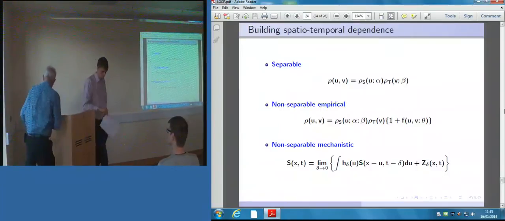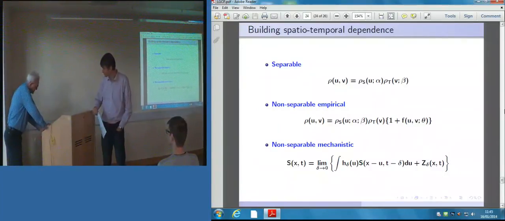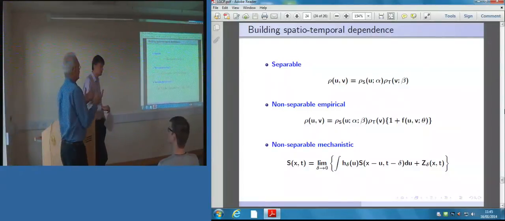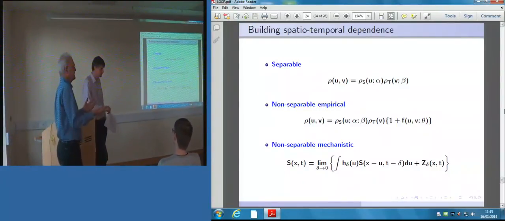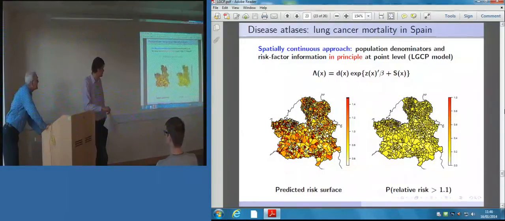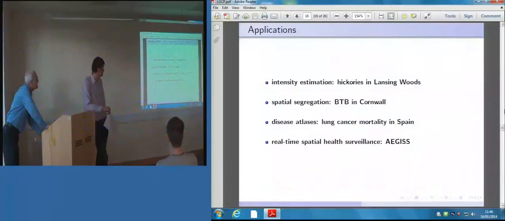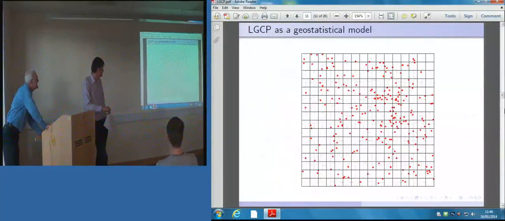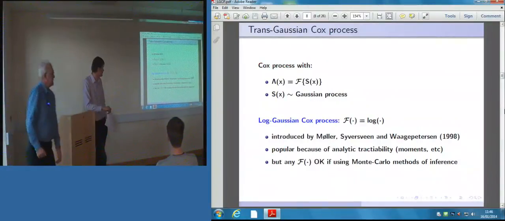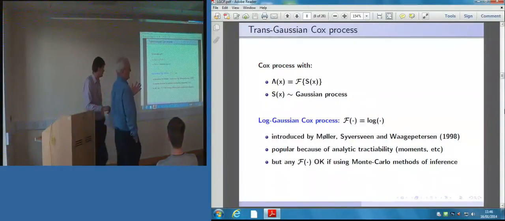I've only experienced doing things which are milder, in the sense that if you say your intensity is the square of a Gaussian process, that's less extreme, as a mathematical transformation, than an exponential. But that's what I was trying to hint at when I wrote the definition down as Transgaussian, which is that anything that guarantees non-negativity is legitimate.